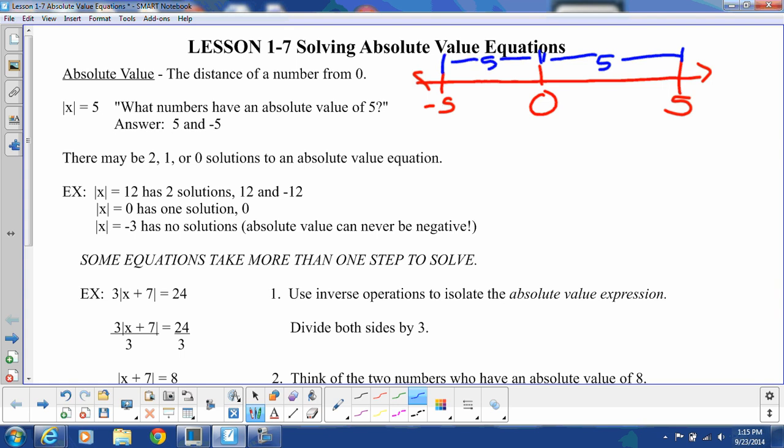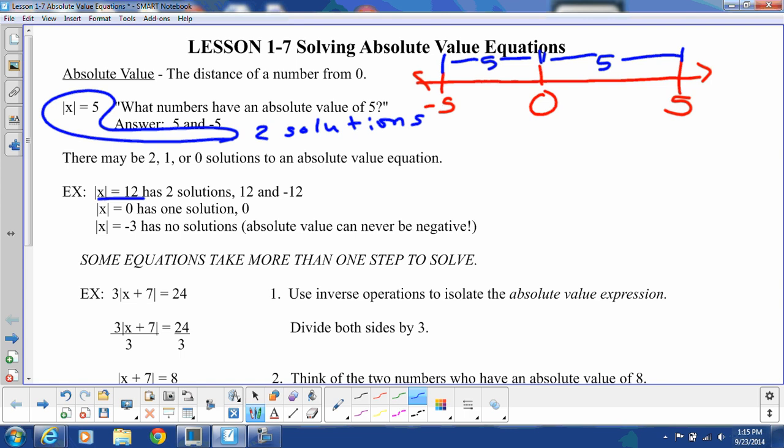In general, there may be 2, 1, or 0 solutions to an absolute value equation. For instance, the example absolute value of x equals 5 has 2 solutions. The absolute value of a number is 12 would have 2 solutions. 12 and -12 are both 12 units from 0.